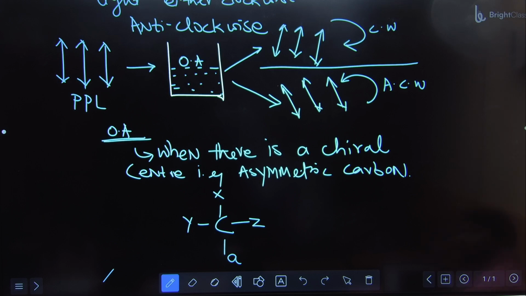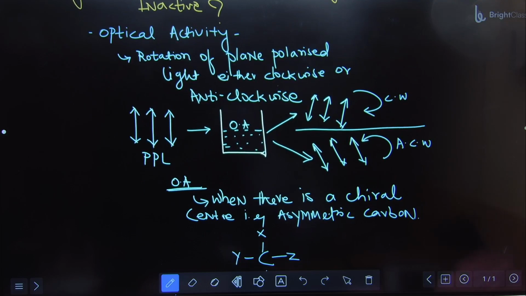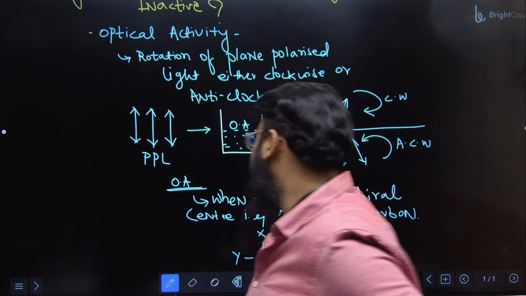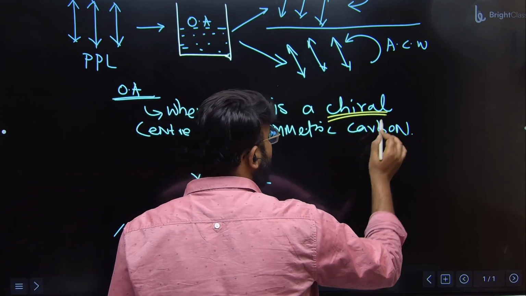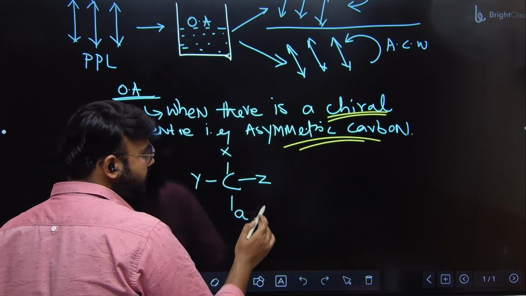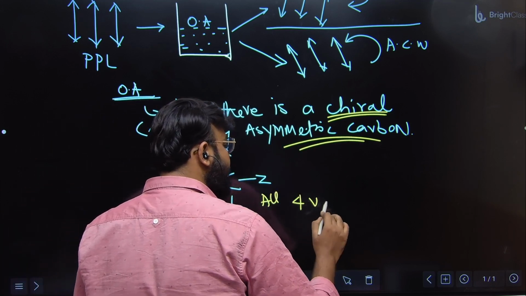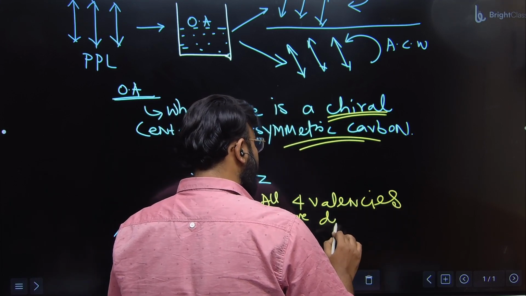Did everyone write it? Guys, please confirm. Did you all write it? Optical activity and everything. Online? Optically active, asymmetric carbon or a chiral carbon, means all four bonds of a carbon should be different. You can see this carbon has all four bonds different. All four valencies are different. Avantika, do you need an example?